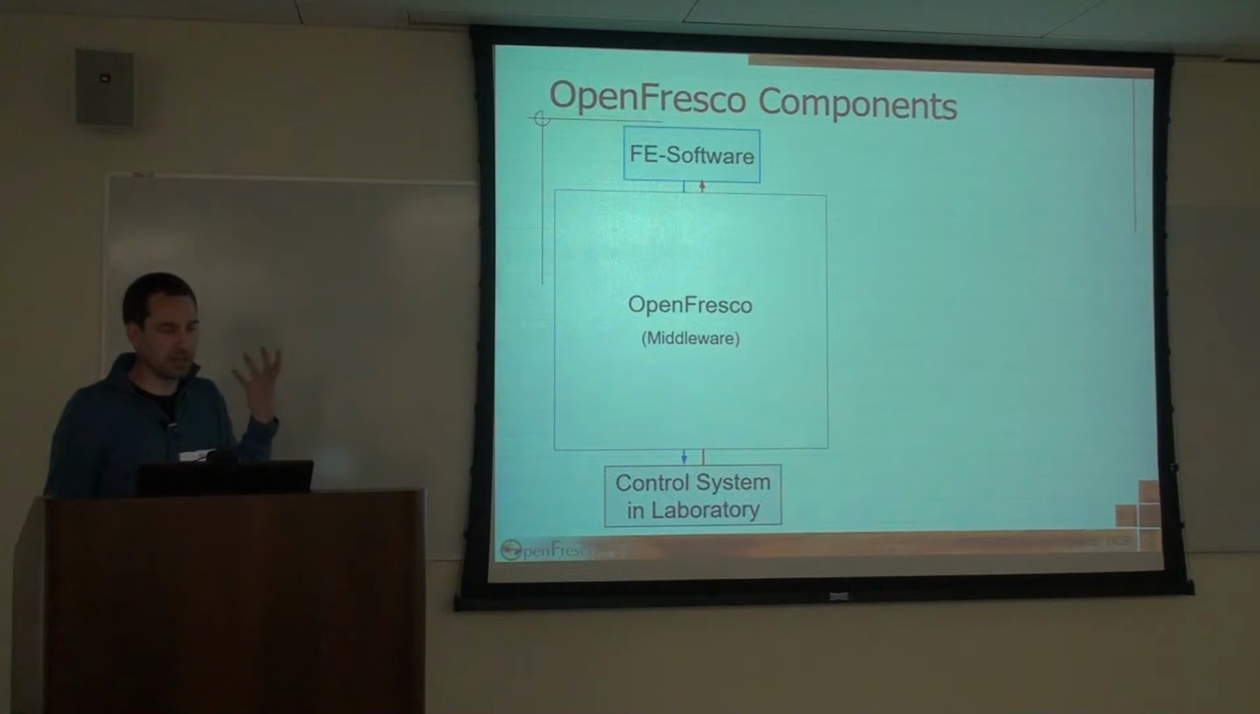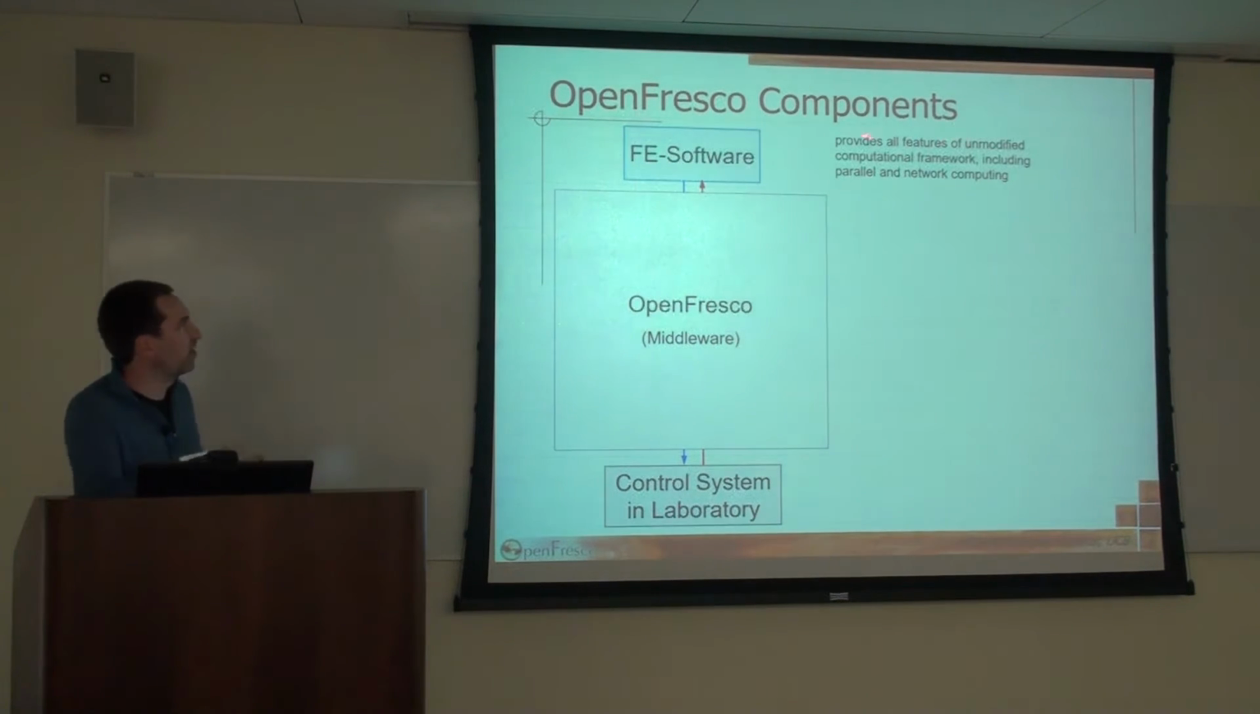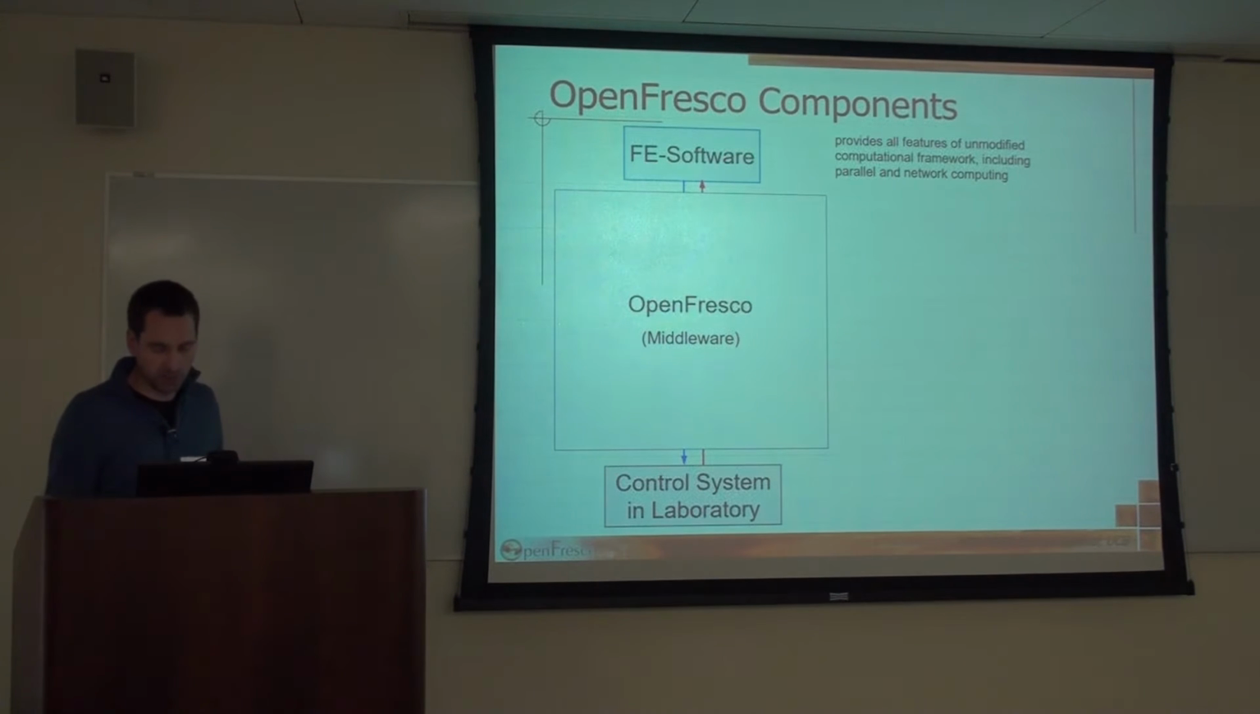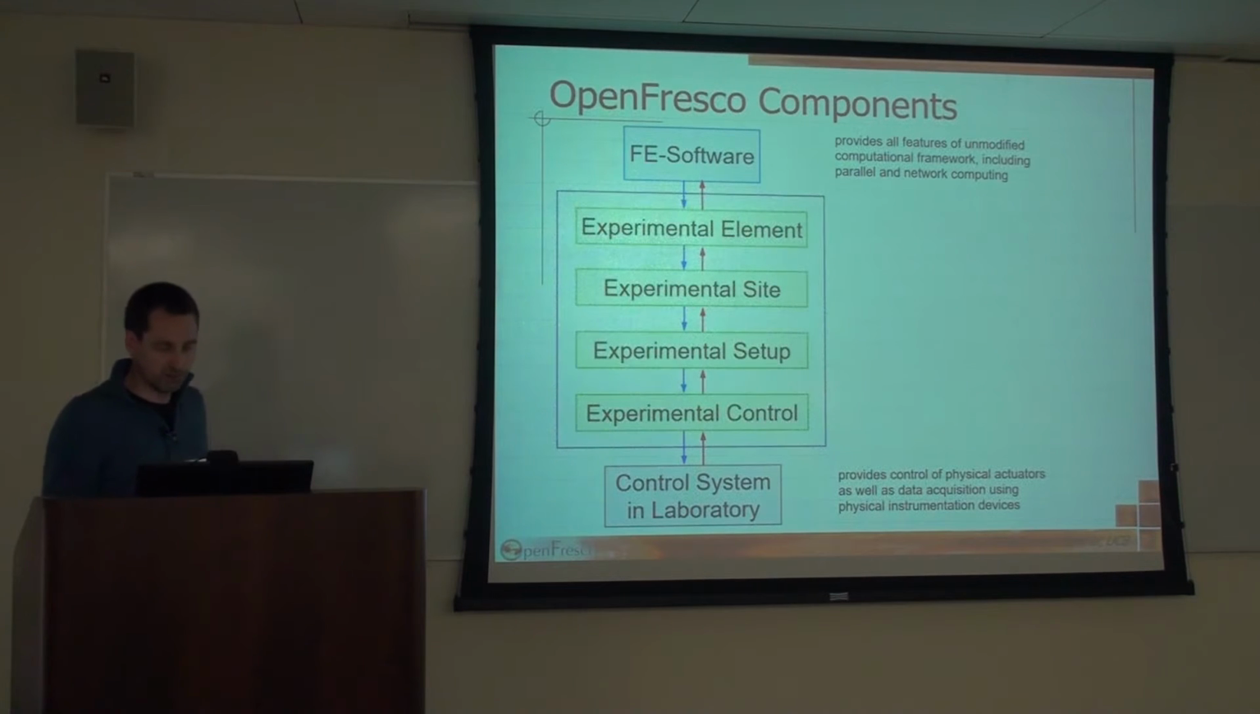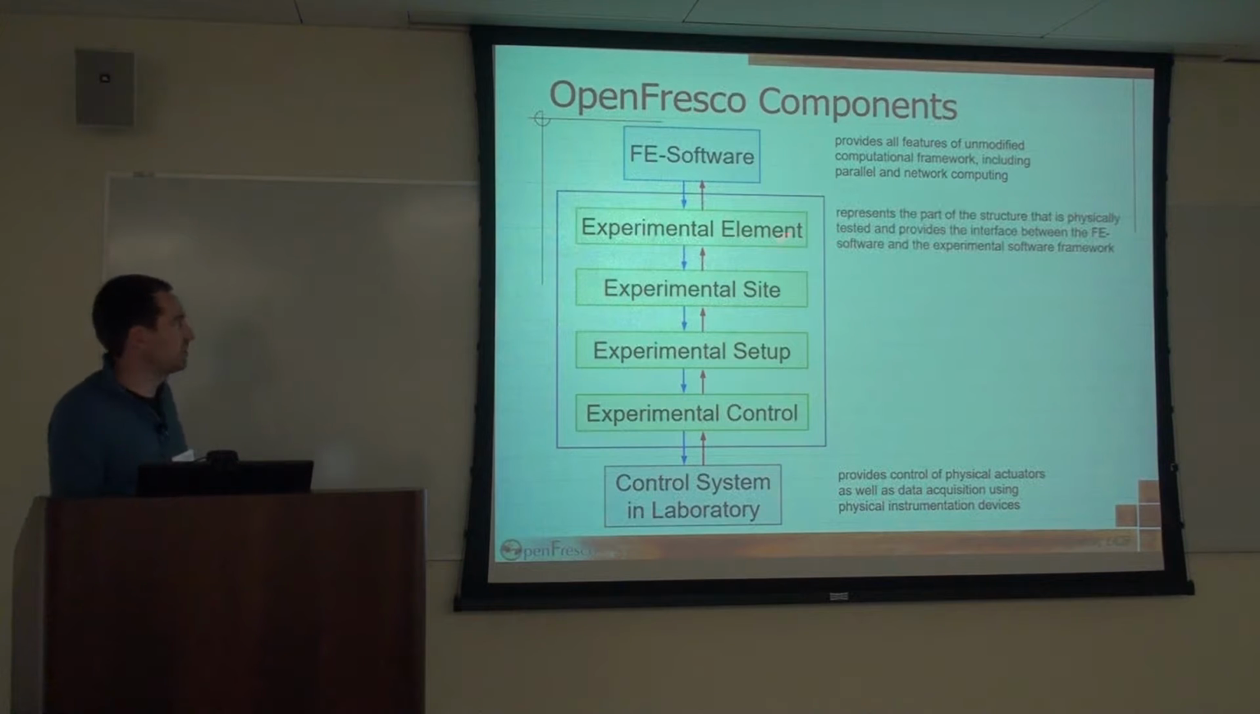If we now look a little bit more into what the components inside the software framework are. At the very top, again, we have the finite element software that has all the features of a typical finite element software. At the very bottom, we have the control and data acquisition systems in the laboratory, as we know them. And so what's in the middle inside OpenFresco? We decided to break this up into different components. So we created a bunch of abstractions of the actual real physical world. The first abstraction that we created is the experimental element. Instead of a numerical element, you have an experimental element, which now basically represents your specimen in the laboratory, basically what you're testing.